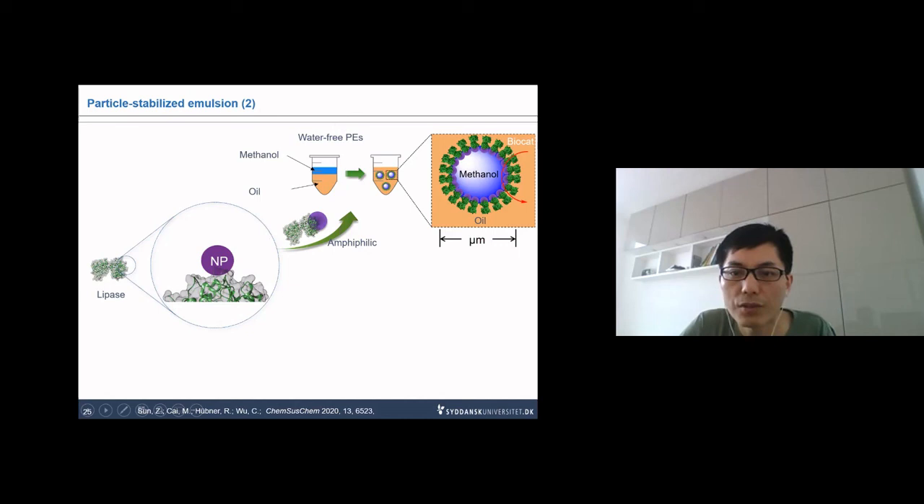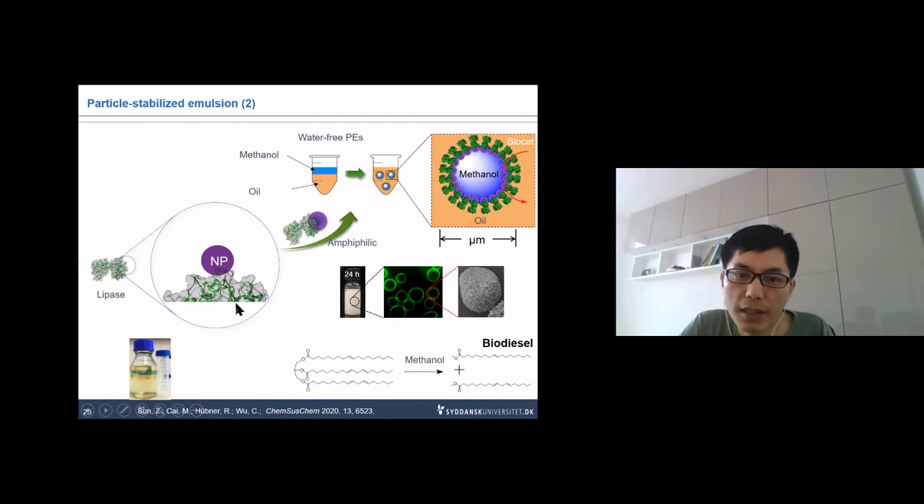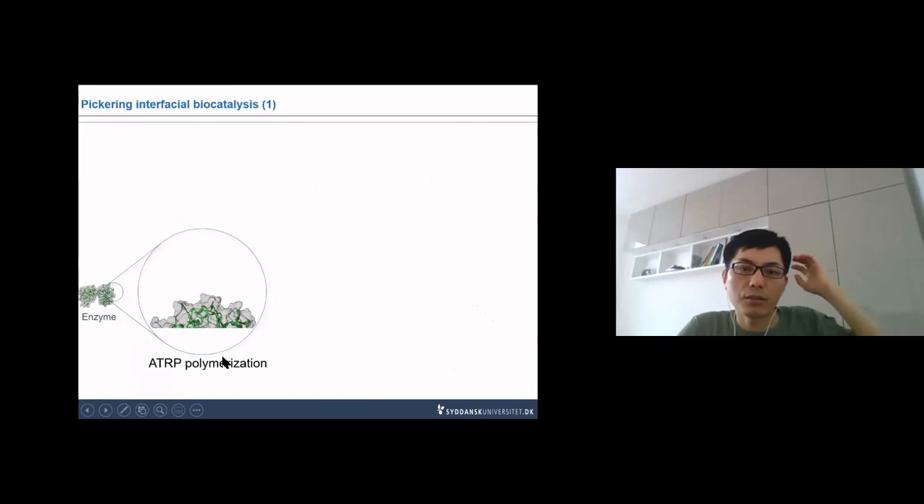So what we can see here is that you can indeed form a milk-like emulsion, and if the enzymes and particles are labeled with some dye, you can see in the individual droplets, which are indeed stabilized by such conjugates. If you use microscopy, you can see that. So these individual droplets are indeed stabilized by the particle. And we can apply the system again to produce biodiesels from sunflower oil. In our lab, we can get more than 200 milliliters, which is of good quality.